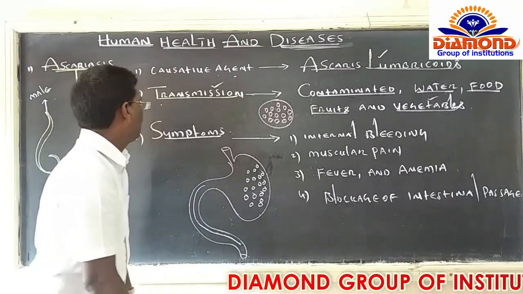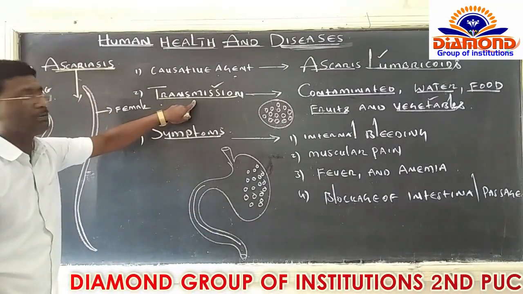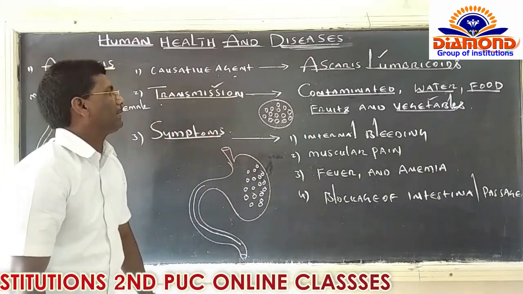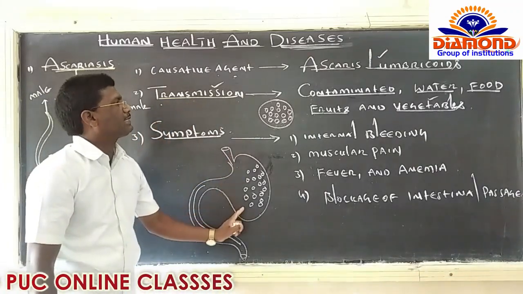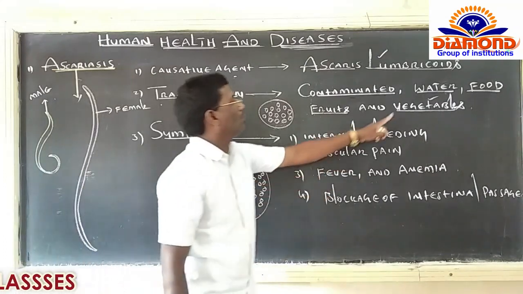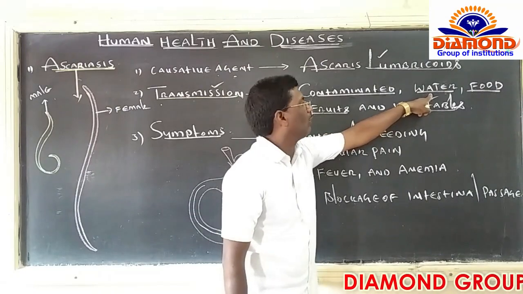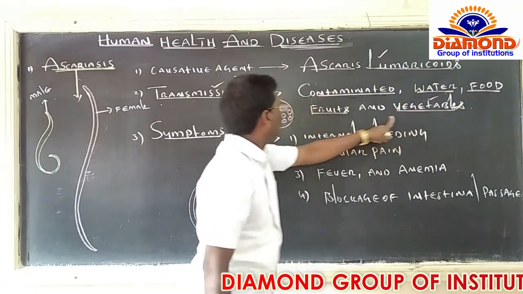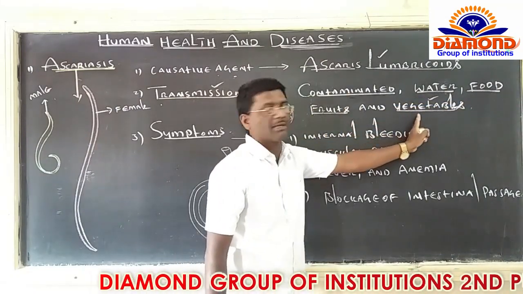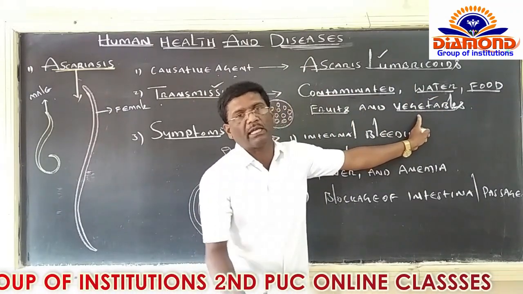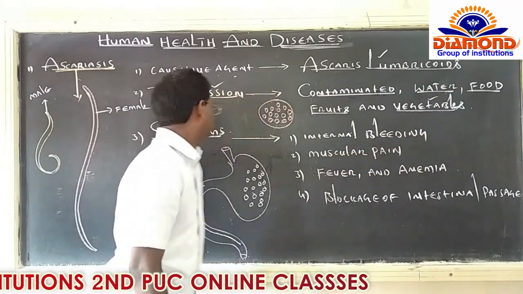This is the way the disease can be transmitted from the environment to the human body, right? So if you want to avoid this disease, we must ensure we consume purified drinking water. Just before eating any fruits or vegetables, we must ensure we wash them properly under tap water. Then we can easily avoid this disease, right?